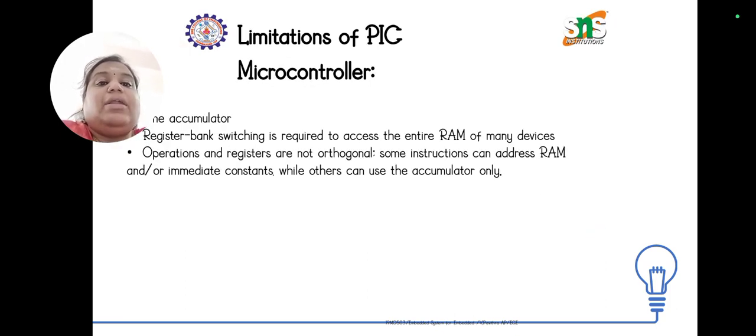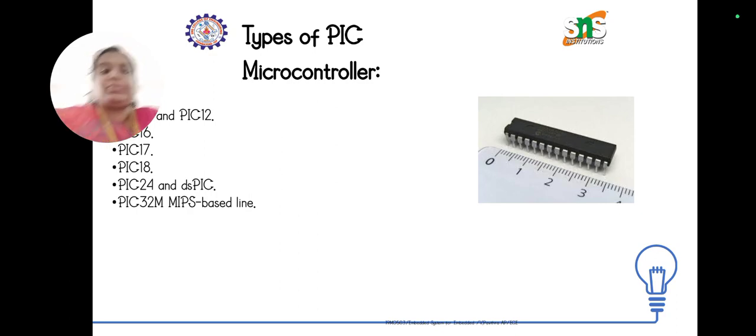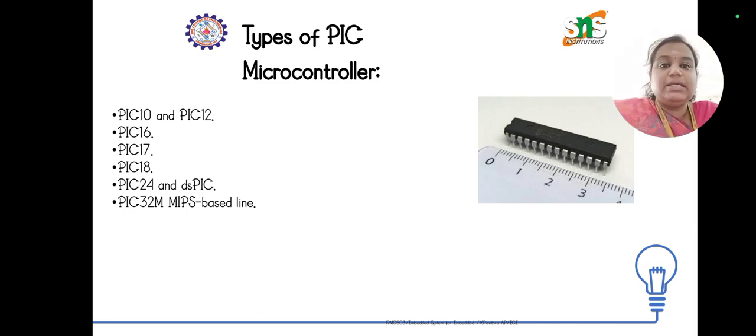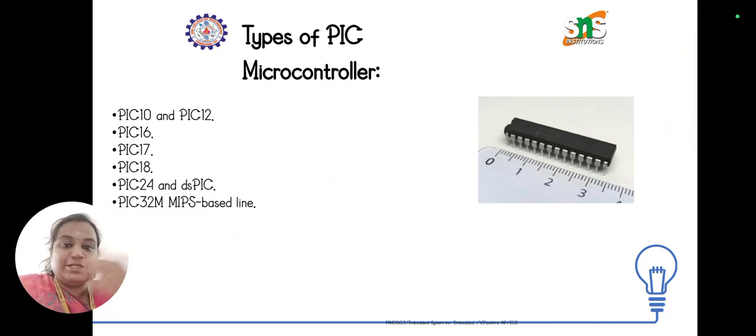Limitation of the controller is that register bank switching is required to access the entire RAM of many devices. Operations and the registers are not orthogonal. Some instructions can address RAM and immediate constants, while others can be used as an accumulator only. Then PIC10 and PIC12 are among the types of PIC microcontroller, and then PIC16, PIC17, PIC18, PIC24 and dsPIC and PIC32 MIPS based line.